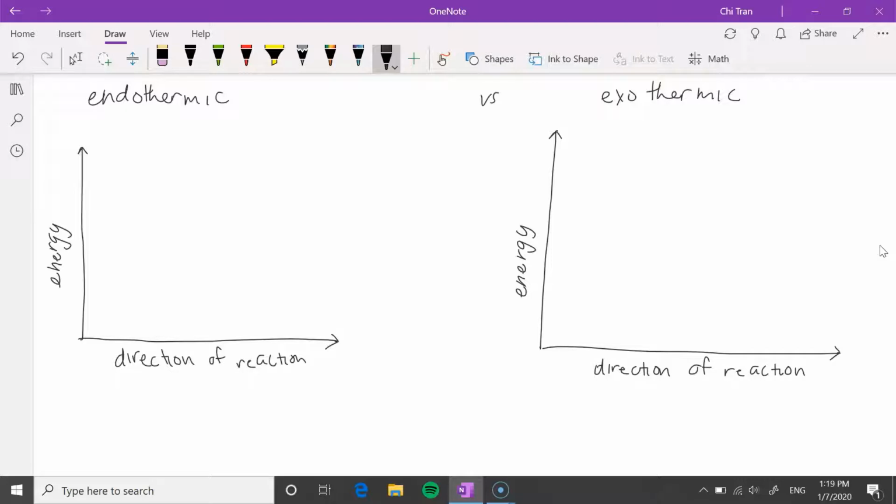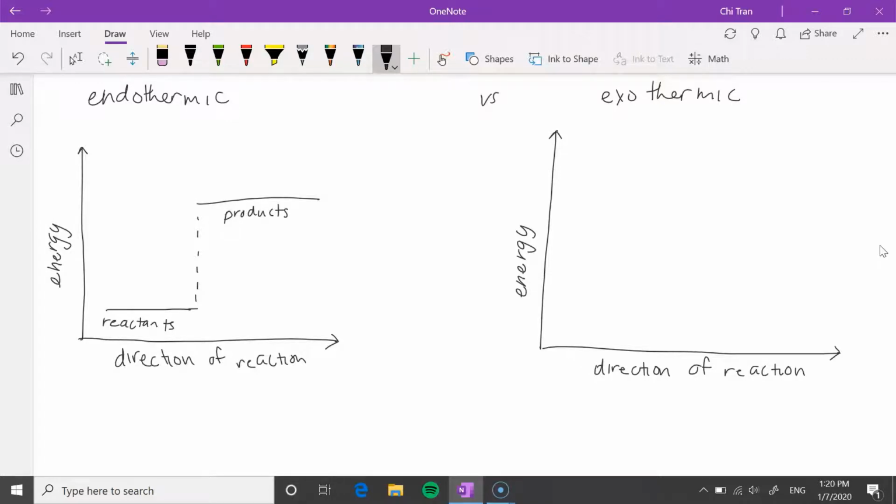So first off, let's talk about endothermic reaction. So remember, endothermic is when heat is absorbed, meaning the reactants are absorbing heat. So the reactants are gaining energy. That means the reactants need to start off with a lower energy level. And then as the reaction progresses, we would end up with a product of a higher energy level. So we can draw out something that looks like this in our diagram.